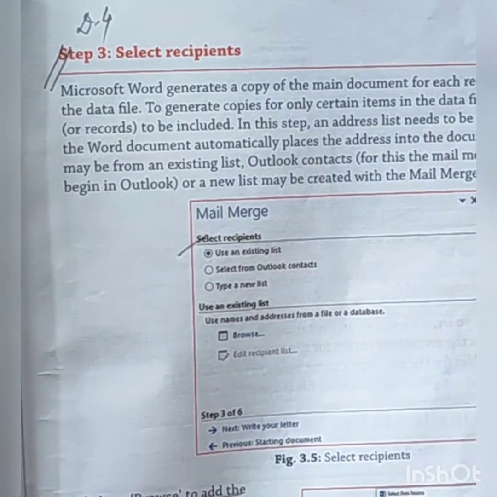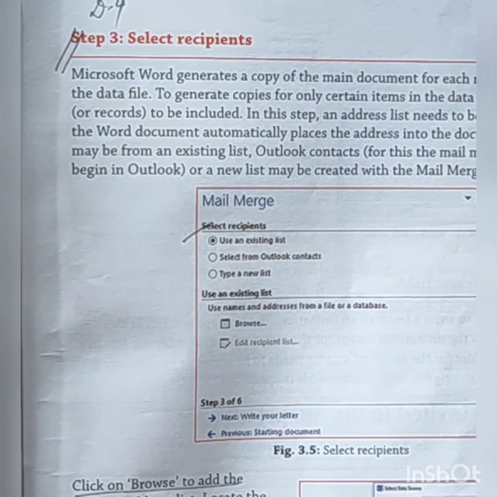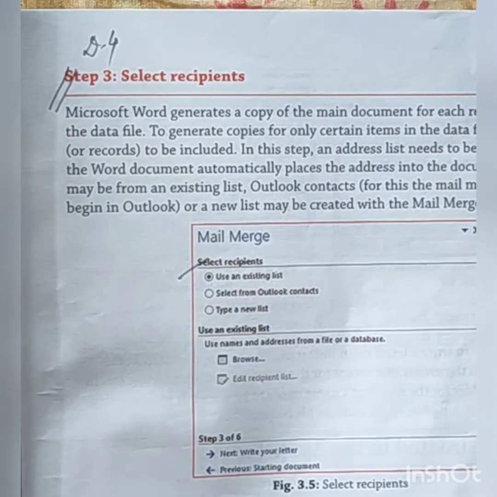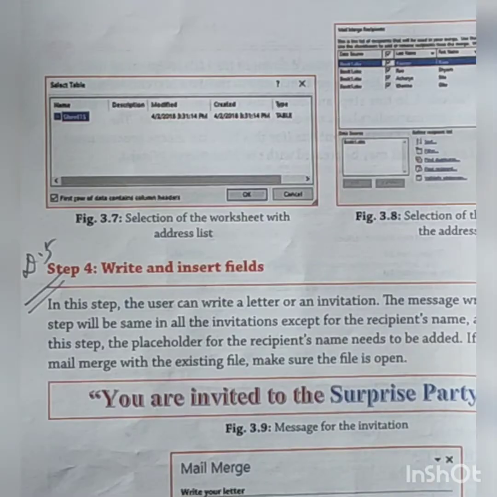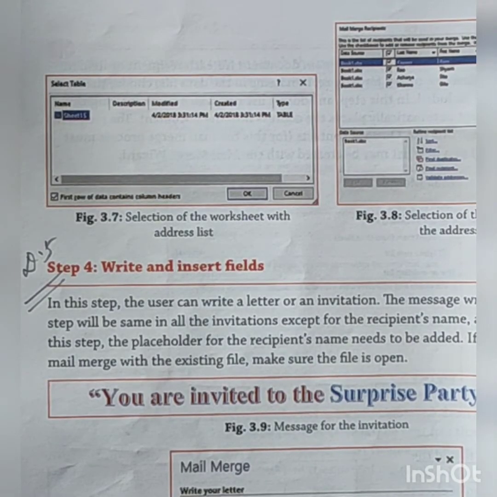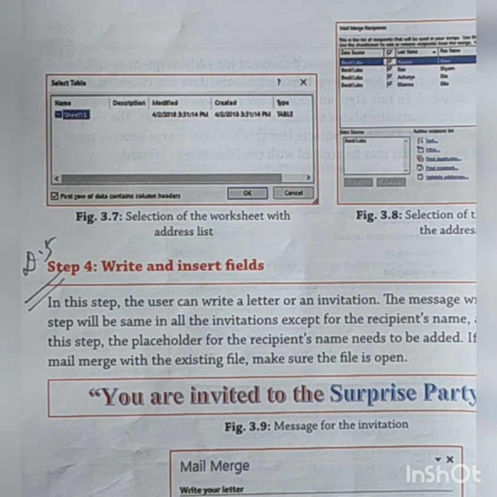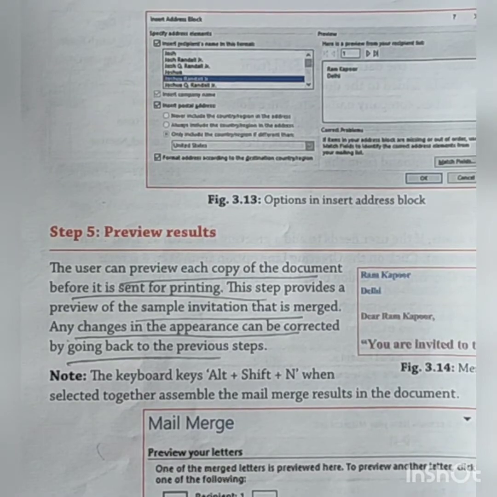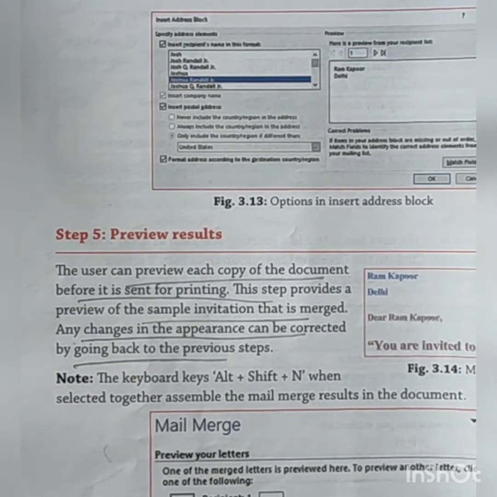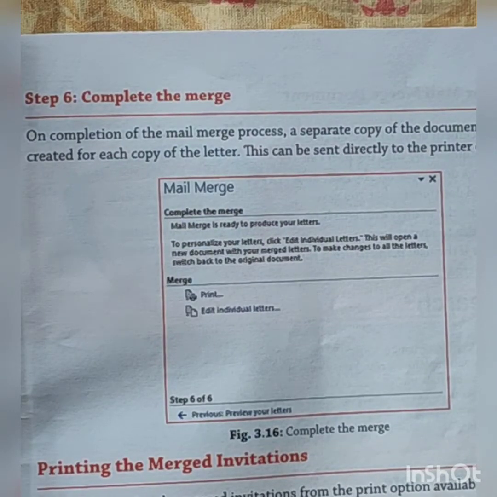Next we have select recipient. Number 4 we have write and insert field. Number 5 we have preview result. And the last one, complete the merge.